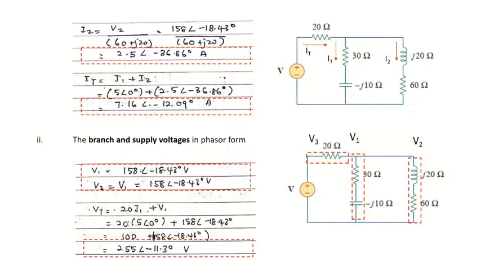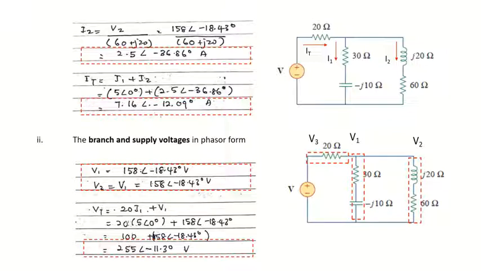The last current is I total, which is the summation of I1 plus I2. We found I1 is 5 amperes with 0 degrees, and I2 just now is 2.5 with minus 36.83 degrees. The total of these two currents gives you 7.16 with minus 12.09 degrees amperes. So that is the total current.